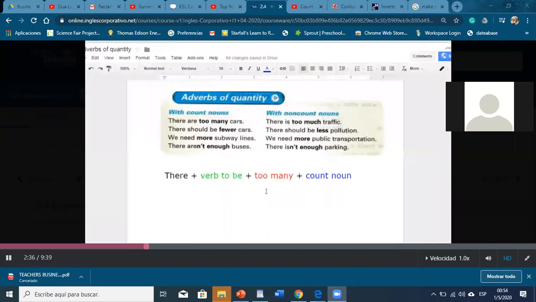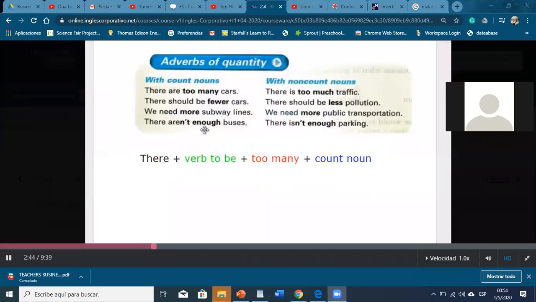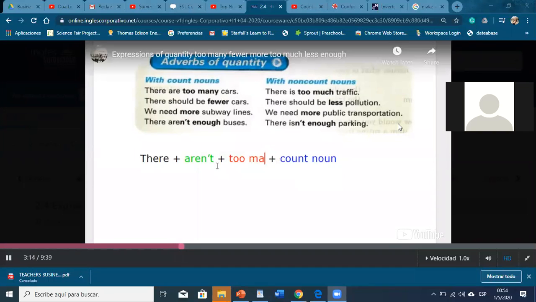What I would like to do next is to make sense of that last statement that you see there. There aren't enough buses. And this is whenever we are missing something, right? We need more of something. Like, for example, we need more buses. Maybe we need more police officers. We're going to use the expression "there aren't enough," and then that's going to follow a count noun. So we use there plus aren't, and then this is going to follow the expression enough.